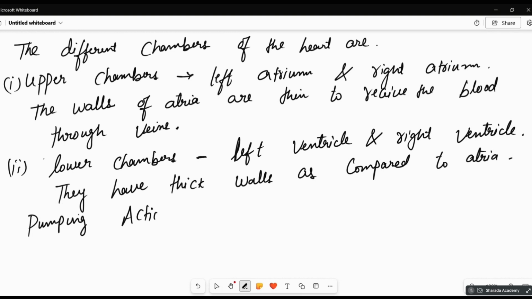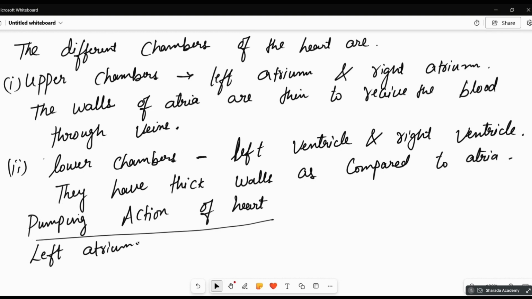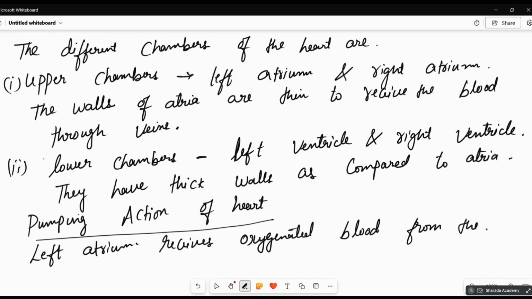Pumping action of heart. Write down this, left atrium receives oxygenated blood from the lungs via pulmonary veins.